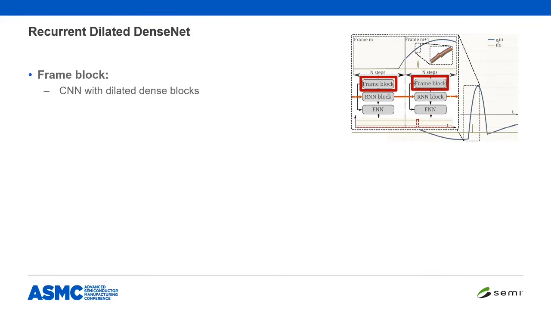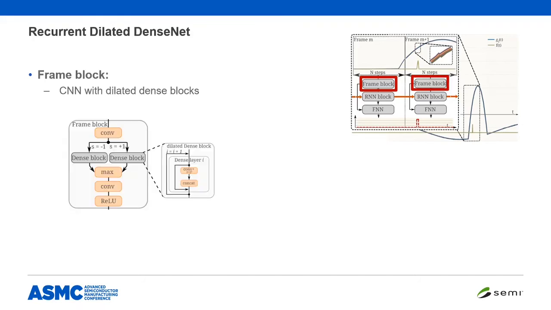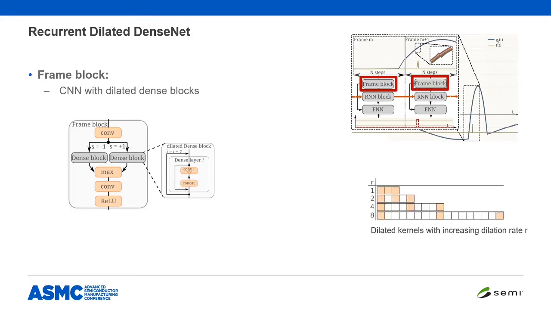Let's have a closer look at the network. The network consists of three main blocks: the frame block, the RNN block, and the FNN block. The frame block has a CNN using dilated dense blocks. Each of these dense blocks consists of convolutions which are dilated. This means that as the depth of the network increases, the kernels get more and more dilated, capturing information on different timescales.